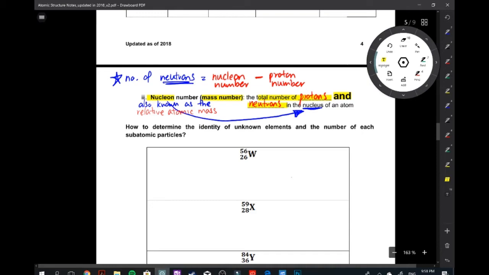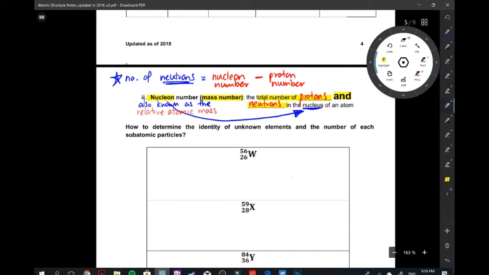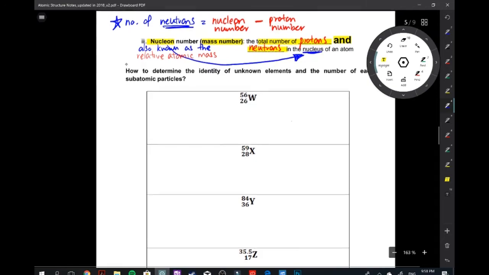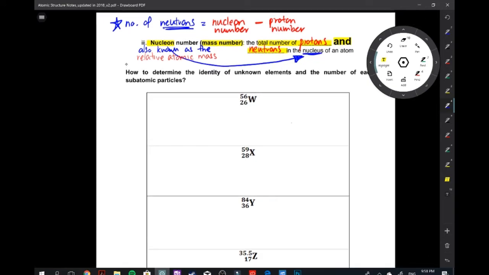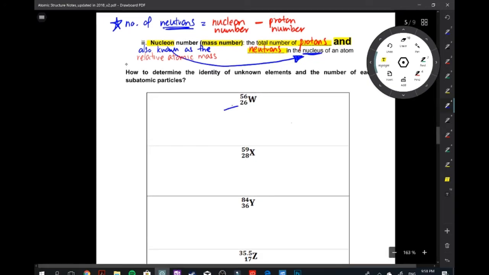So over here, I actually have a few unknown elements. Okay, this is not the actual chemical symbol of the elements, it's just a certain algebra. Okay, so W, X, Y, and Z. Right, they are unknown, and you have to identify what is the identity as well as the number of each subatomic particles that are found in it. So let's take a look at how to do this question.